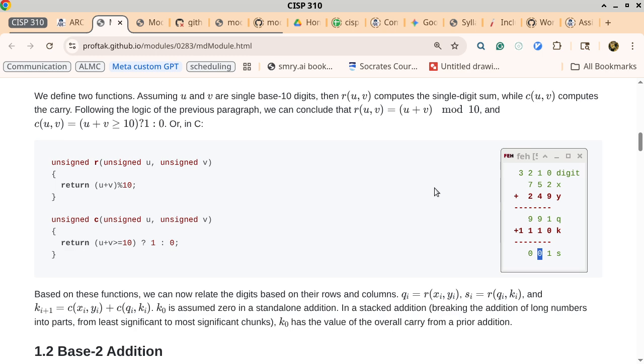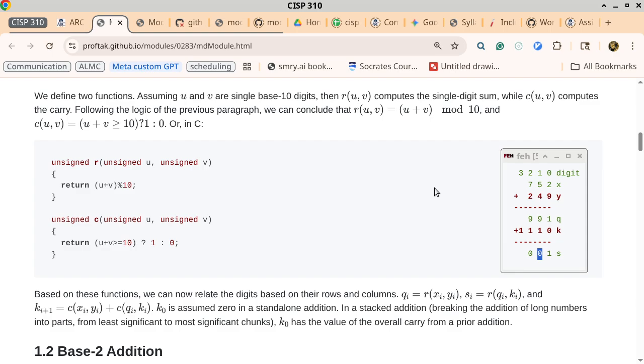So if you're not convinced, you can plug it back into the equation. So you're looking at 2, 9. Plug 2, 9 back into the carry function. 2 plus 9 is 11. 11 is greater than or equal to 10 is true. So it returns a 1.